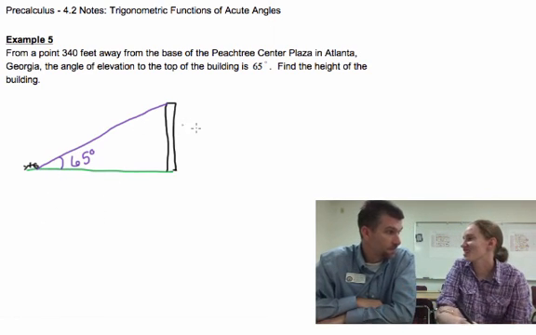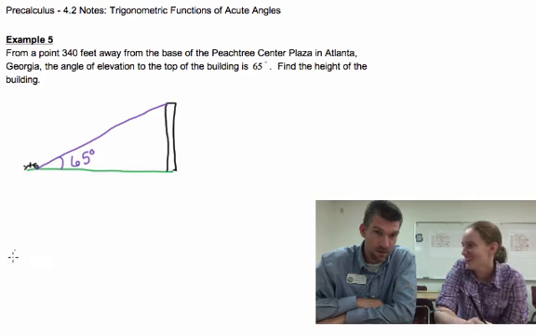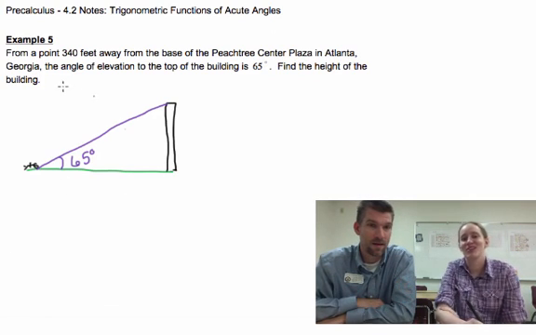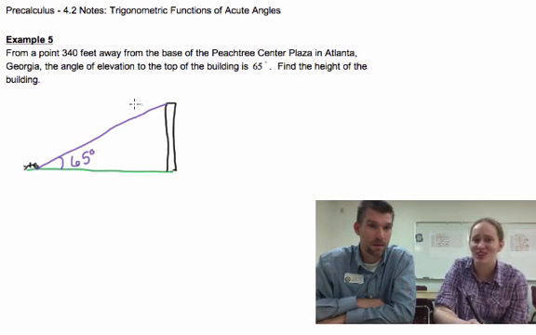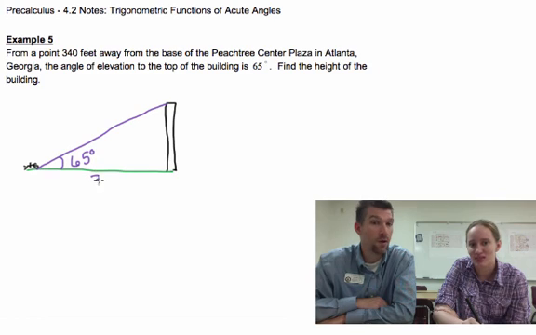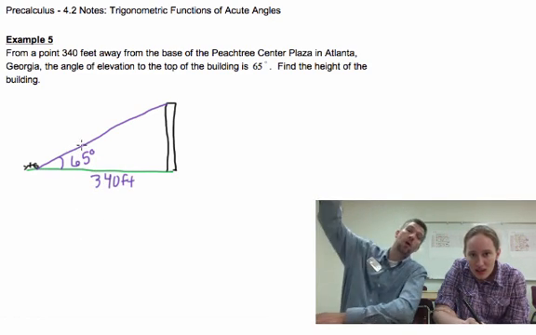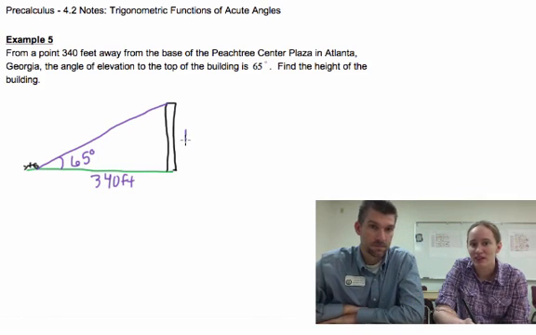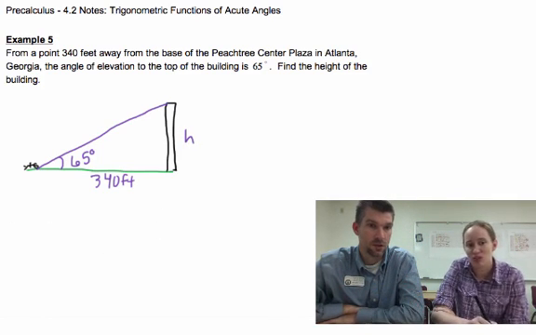So this drawing is not to scale. Okay. Because 65 degrees is a bigger angle than that. But that's okay. Your pictures don't have to be to scale. No, because you're going to do the math. Yeah, you're totally going to. From a point 340 feet away. So we know that side is 340 feet. The Peachtree building is going to be really tall. Yeah, so we want to find this height over here, like H. Let's go H with an H.